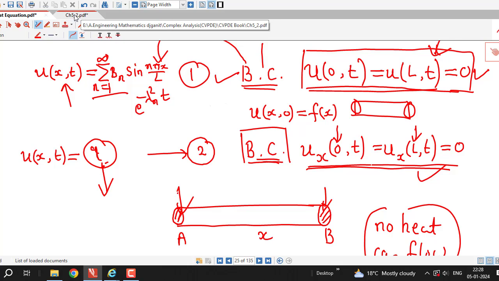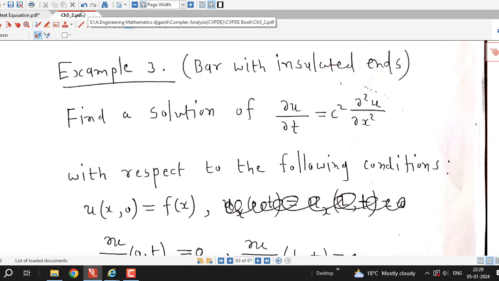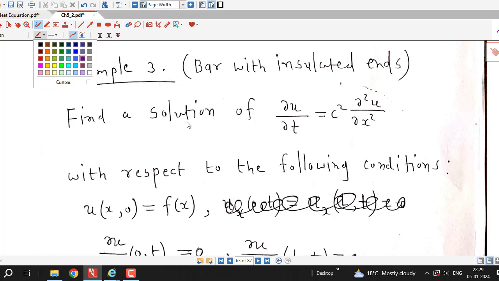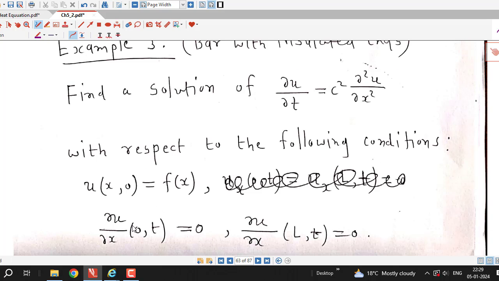So I will discuss the solution that I have written here, and I will explain each and every step for this case. Bar with insulated ends: del u by del t equal to c square times del square u by del x square, and this we have to solve with respect to the initial condition u(x,0) equal to f(x) and these two boundary conditions.